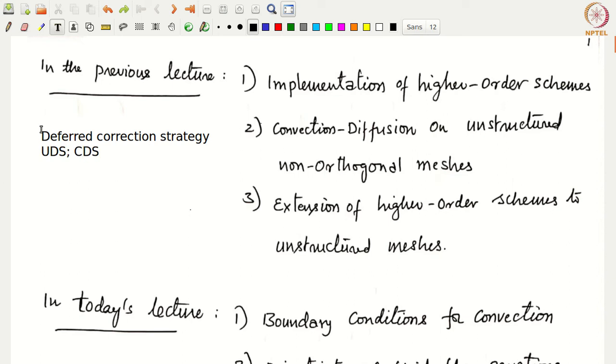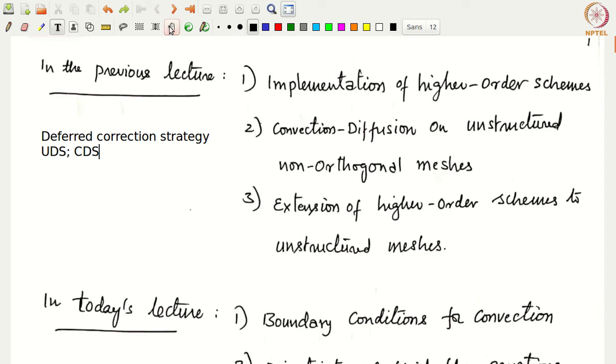We have also discussed the higher order schemes, and we extended them to how to solve them on unstructured meshes. For example, both the second order accurate upwind scheme, as well as the QUICK scheme. Both of them we saw how to extend to unstructured non-orthogonal meshes. All right, so let's move on.